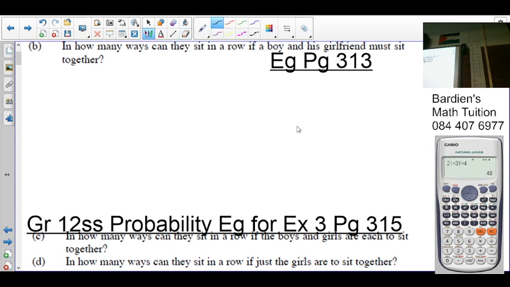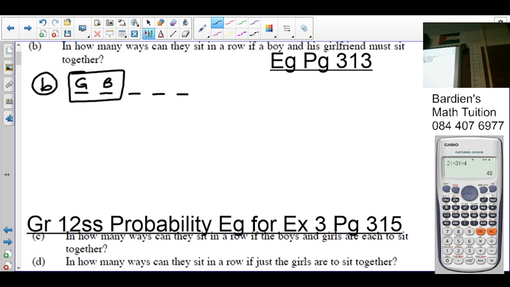So let's go. We got B. In how many ways can they sit in a row? A boy and his girlfriend must sit together. 1, 2, 3, 4, 5 bits. So what we do is, we say the girlfriend and the boyfriend are sitting together, we bind them.